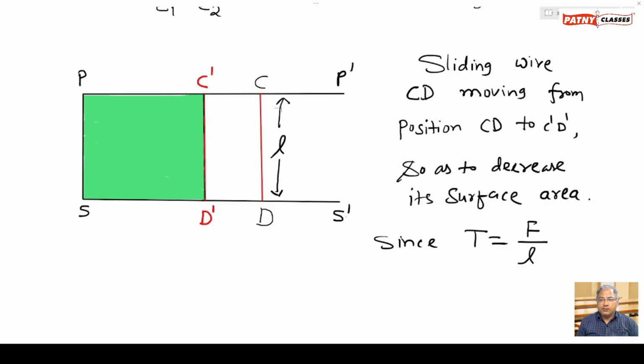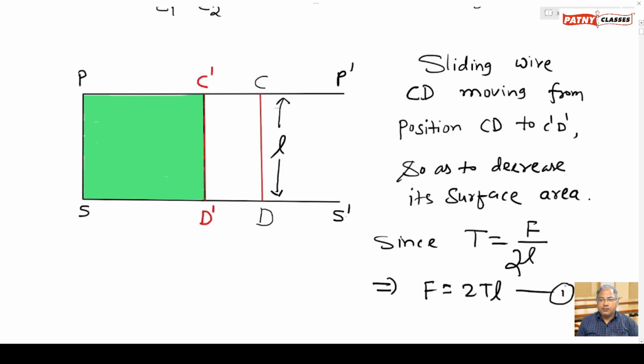And the film of the soap solution is formed on both sides of the sliding contact, the front side as well as the back side. So we have to take twice the length of CD. Surface tension T equals F upon L, so we have to take 2L here, twice L. So F equals 2TL. Call it equation number 1.